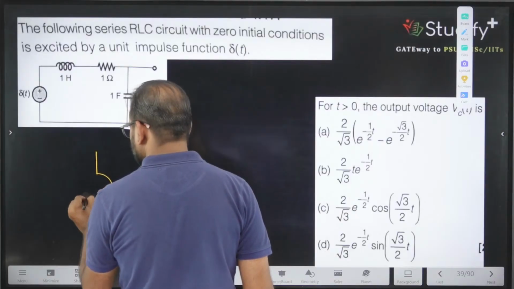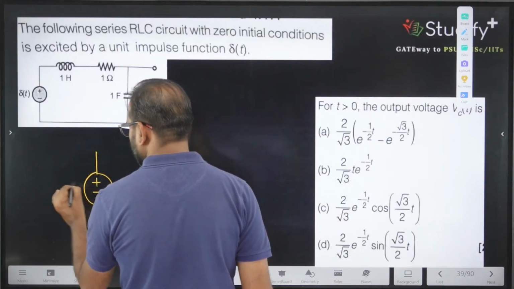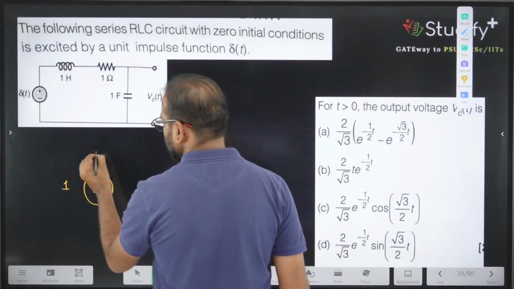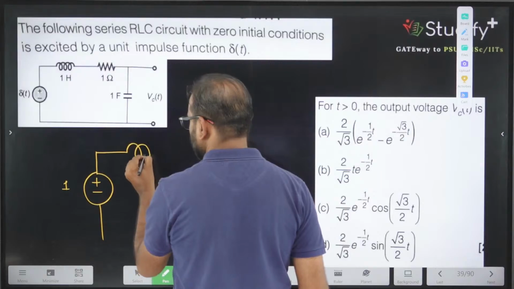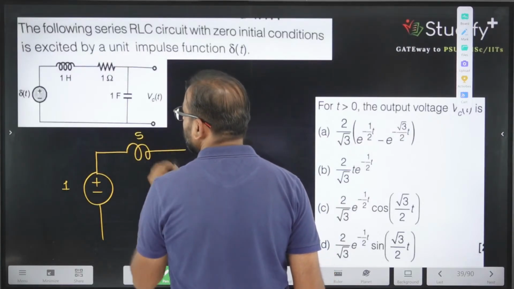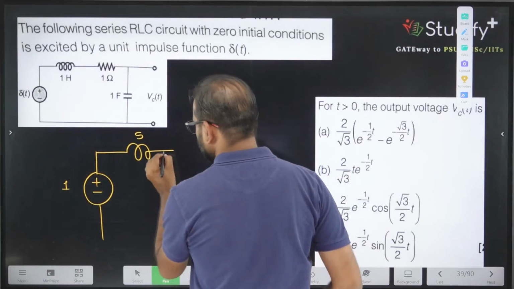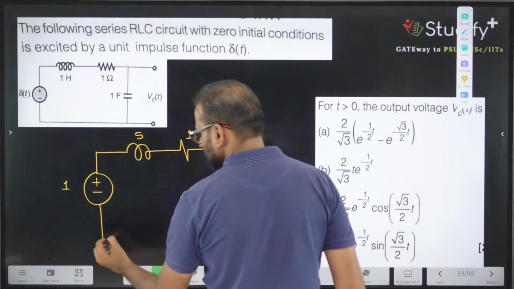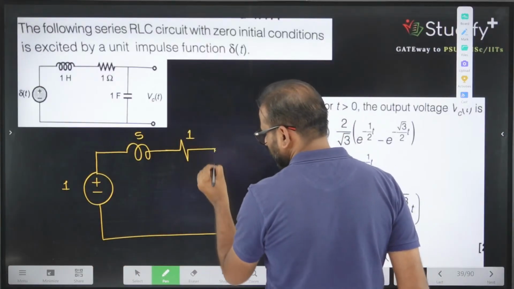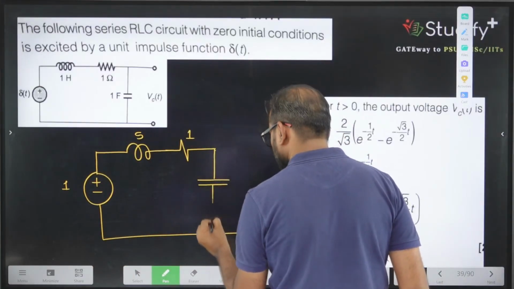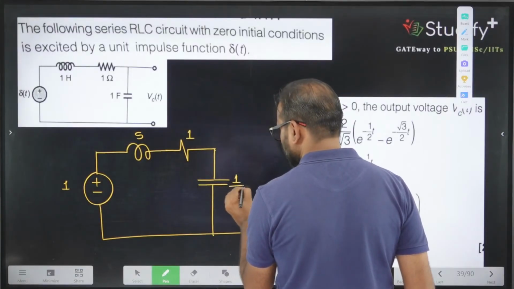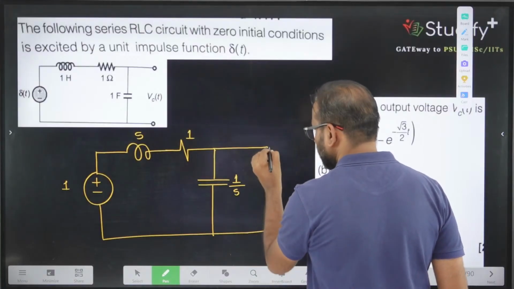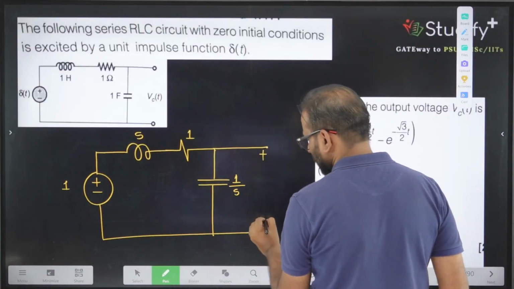So what is the Laplace transform of 1? The Laplace transform of delta t is 1. What is the Laplace transform of the inductor? It is S. What is the Laplace transform of the resistor? This value is 1. And this is multiplied by 1 divided by S for the capacitor, and they are calling this value VC of S.